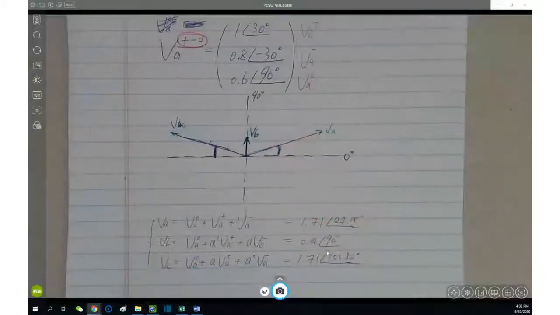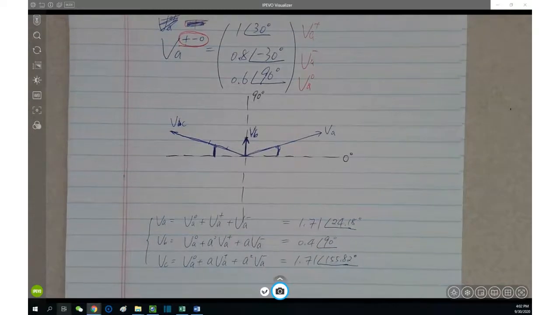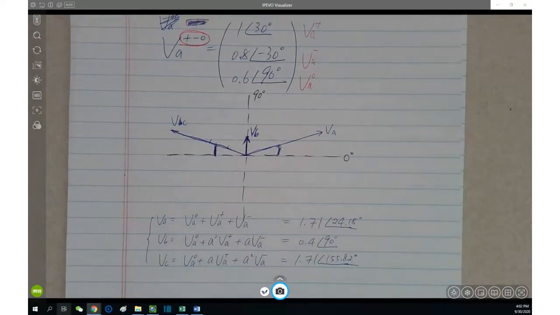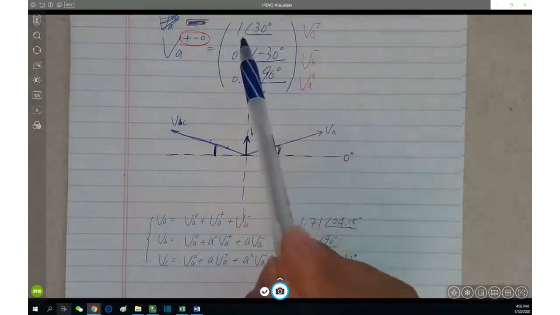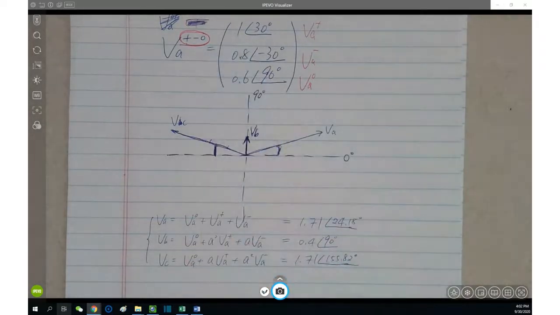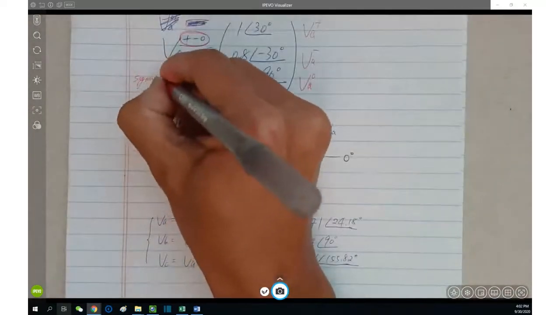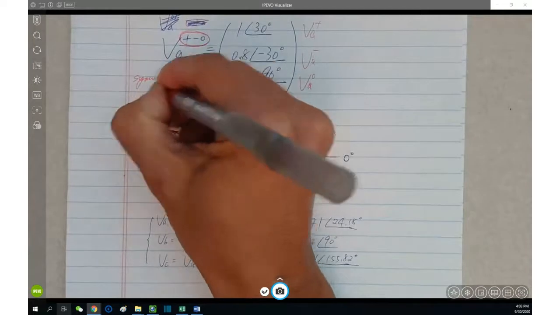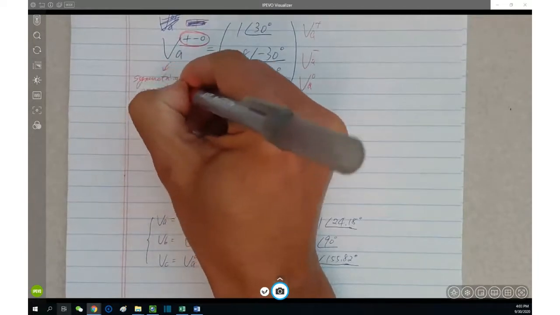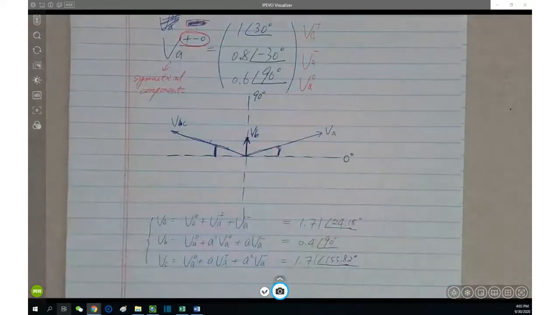Before all of those, let's continue our symmetrical component examples. We have one more example to do. But even before that, this is the second example, I believe. The given is the symmetrical component. What does it mean by symmetrical component? You need to be very clear on this concept.